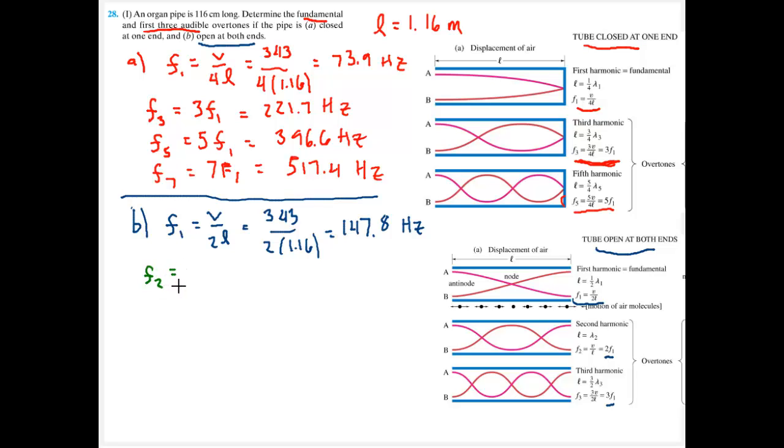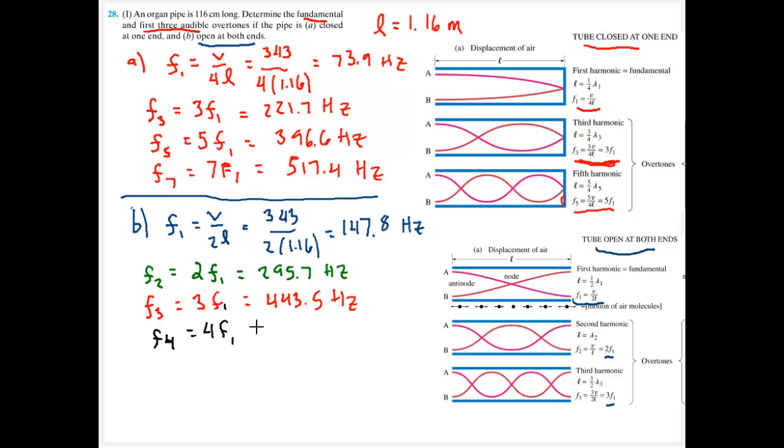Now I'm going to have all of the harmonics, not just the odd ones; I have all of the odd plus the even harmonics. So the first overtone is going to be 2 times the initial frequency, which is going to be 295.7 hertz. Now the third harmonic will be 3 times the fundamental frequency, which is going to be 443.5 hertz. And lastly, the fourth harmonic, 4 times the fundamental, is going to give me 591.3 hertz.